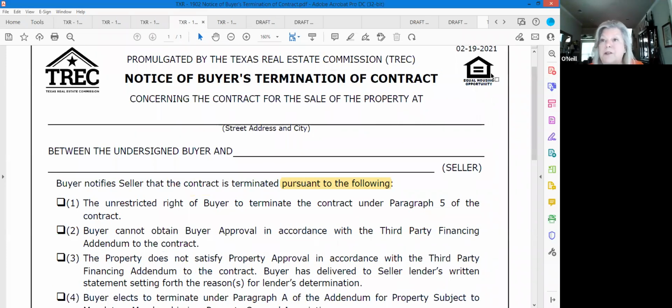Okay, and I'm going to prove it to you. This is a promulgated TREC form. Notice the buyer's termination of contract. Texas Realtors adopts every form by TREC. Notice it says buyer's termination.